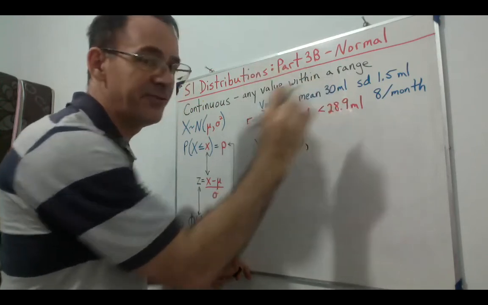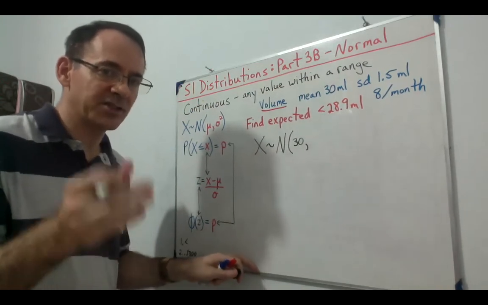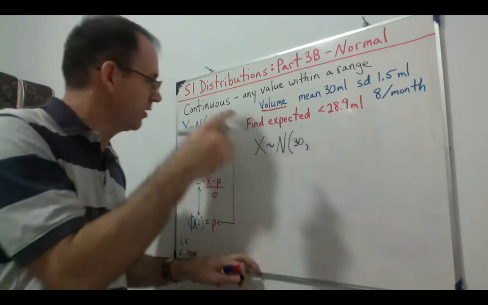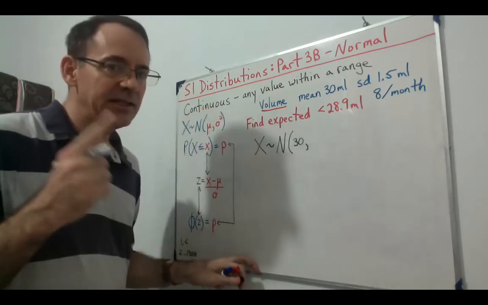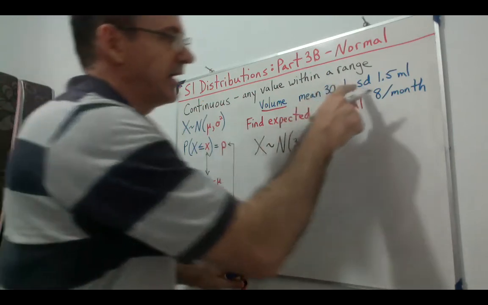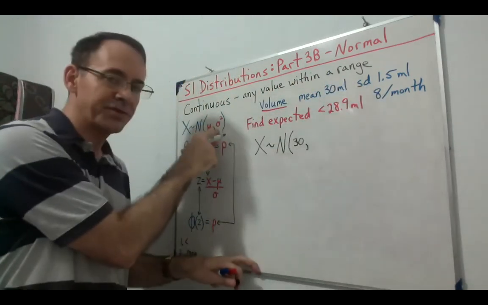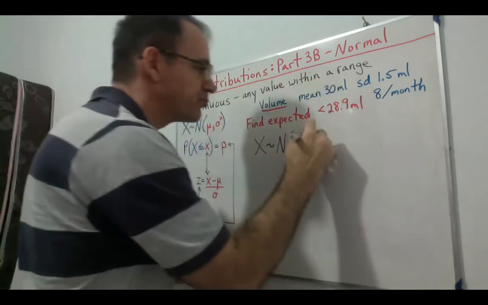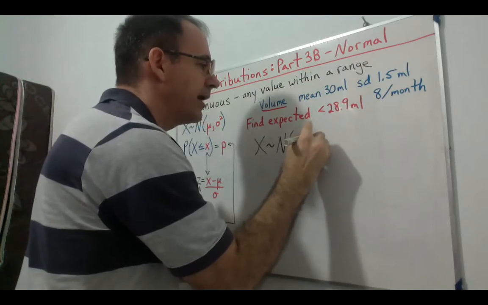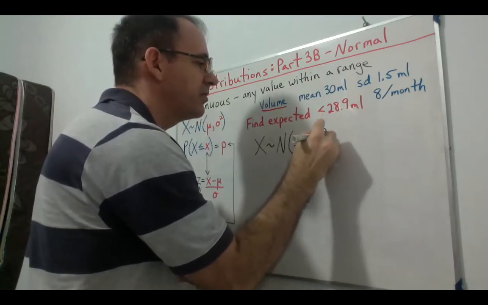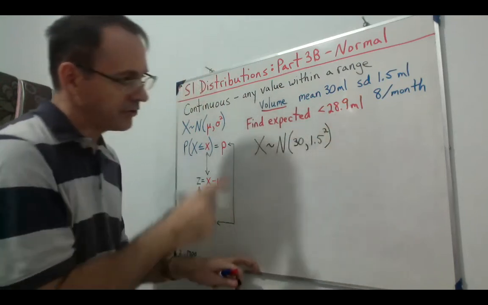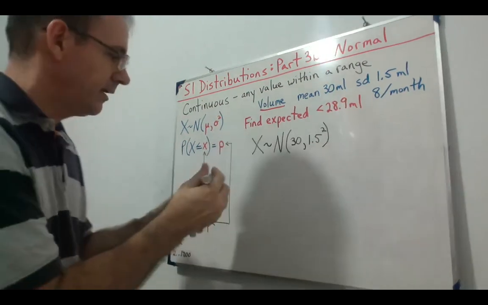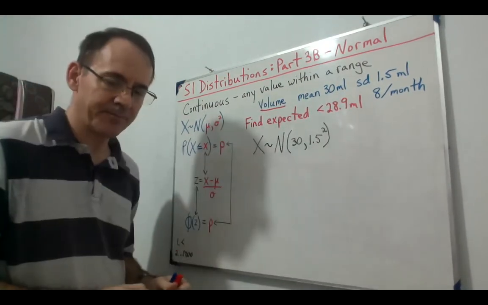and variance. Now this you have to be careful because the questions will go back and forth between giving you variance or giving you standard deviation. You need to pay attention to which one it's giving you. It's giving you standard deviation, but the parameter is variance. Now you don't have to go ahead and square it. You can just write it as a square. So 1.5 squared is the parameter. So now we have our notation correct.